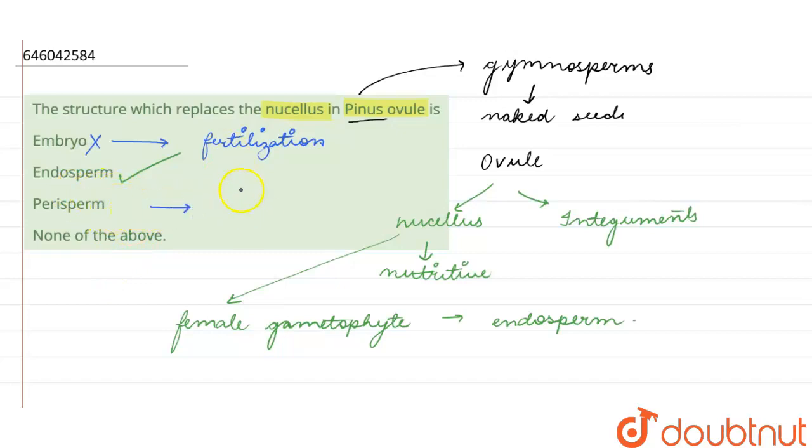Perisperm are the remnants of nucellus that is present around the endosperm as a thin layer. Alright, but this is also not the answer because the nucellus is being replaced in the Pinus through a structure called endosperm.